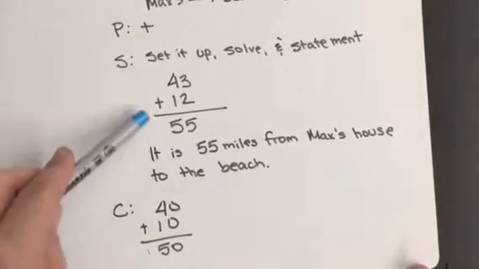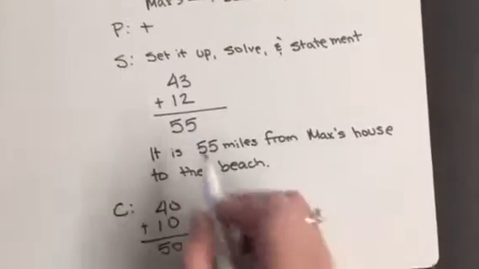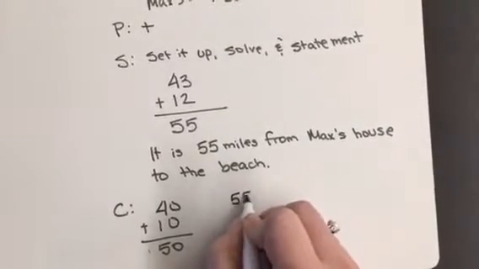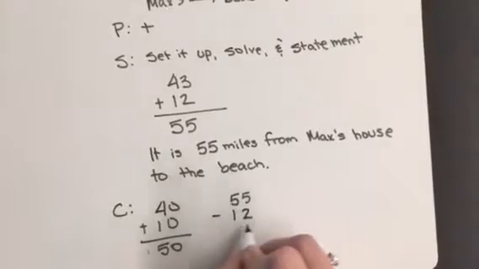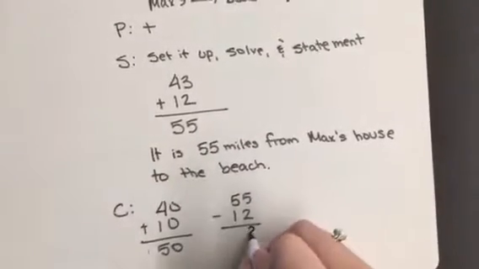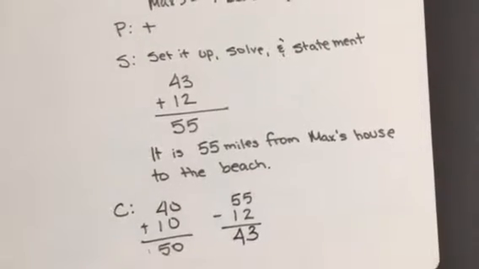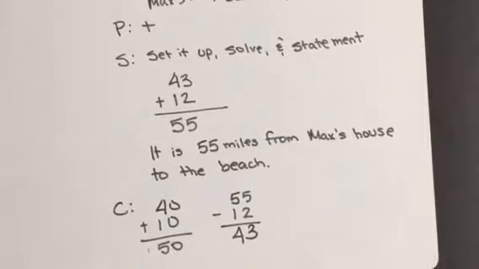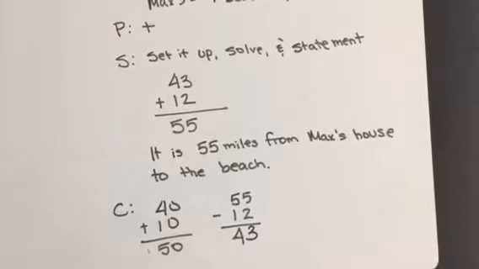They could also use subtraction, the opposite of addition, to check by doing 55 minus 12, and it should equal 43 if they got the answer correct, which it does. So there's a variety of ways to check the answer. It's basically just making sure that they actually do the check part for the C column.